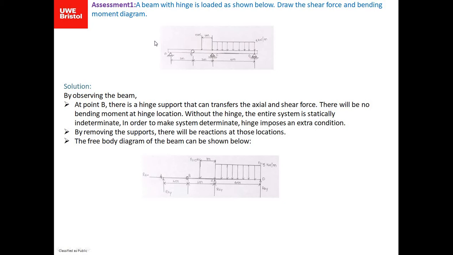And at B, I considered a hinge, which can transfer only axial and shear forces but not all the other forces. Hence, there is no bending moment at this particular hinge location. So, up to this location, only forces can be transferred but not the bending moment. And coming to C and D, I considered these two particular locations as roller supports.